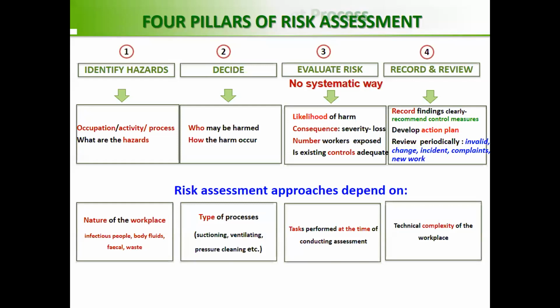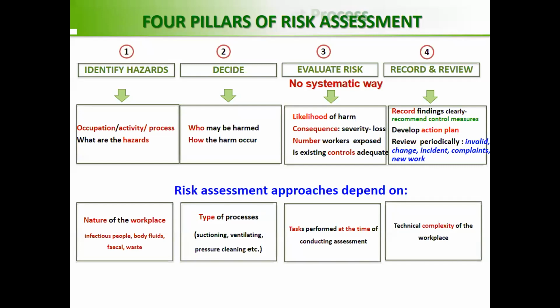And then the second step, you decide who will be affected. So you look at your workers, you look at different positions or tasks. Then you identify those people and you will record who can be harmed and how they can be harmed based on the processes that they do or the work that they do.